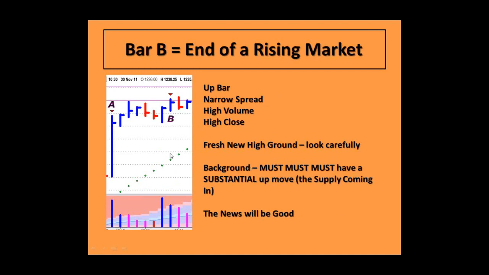The news will be good. This is when an end of a rising market usually occurs. People get really excited on good news, and they start to buy because they think the market's going to continue to rise, and this is when the professionals start selling. Notice the higher volume. So the algorithm trips, and this is what appears.